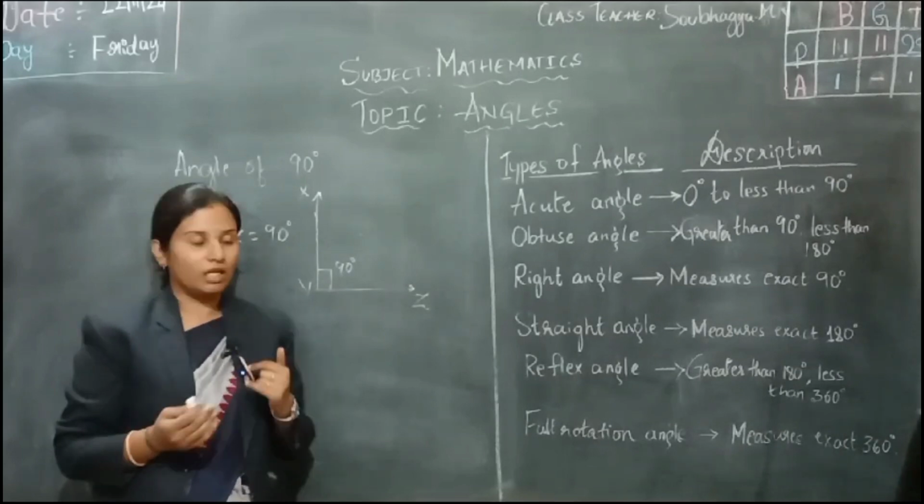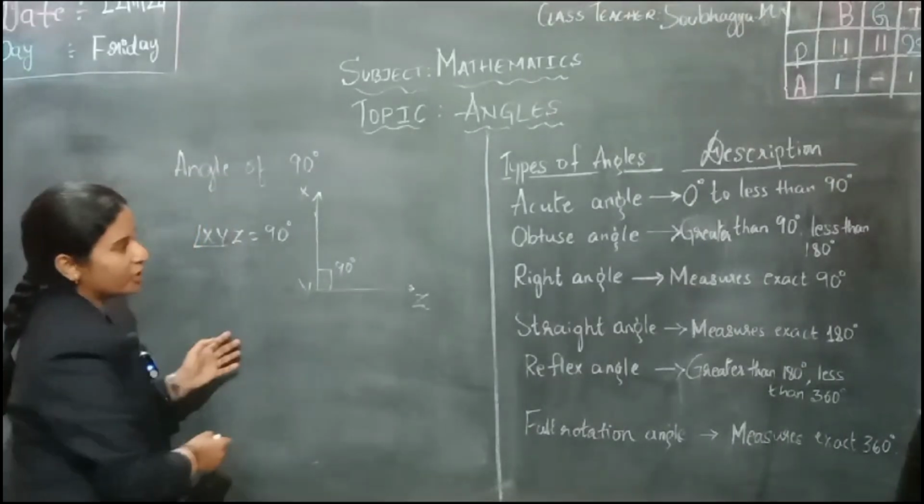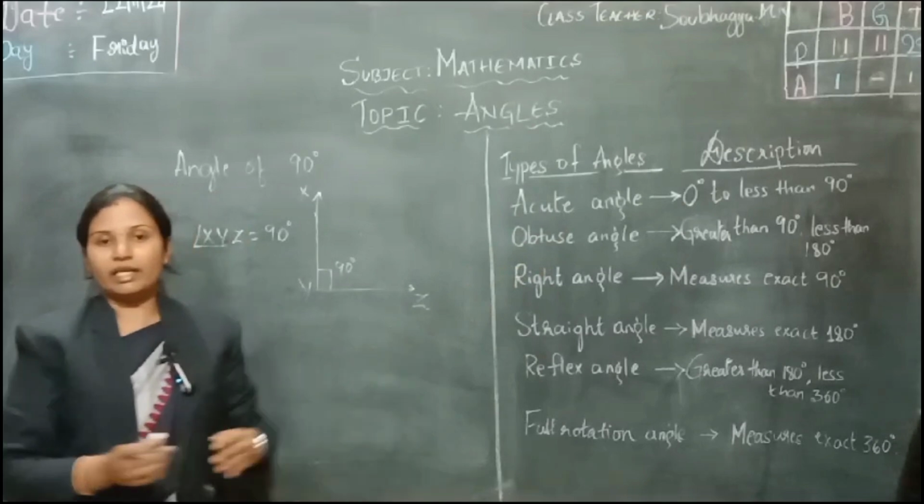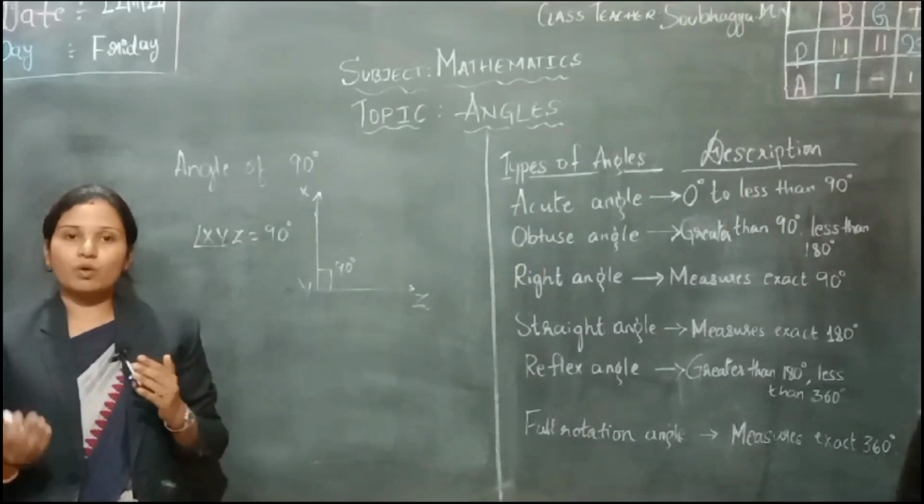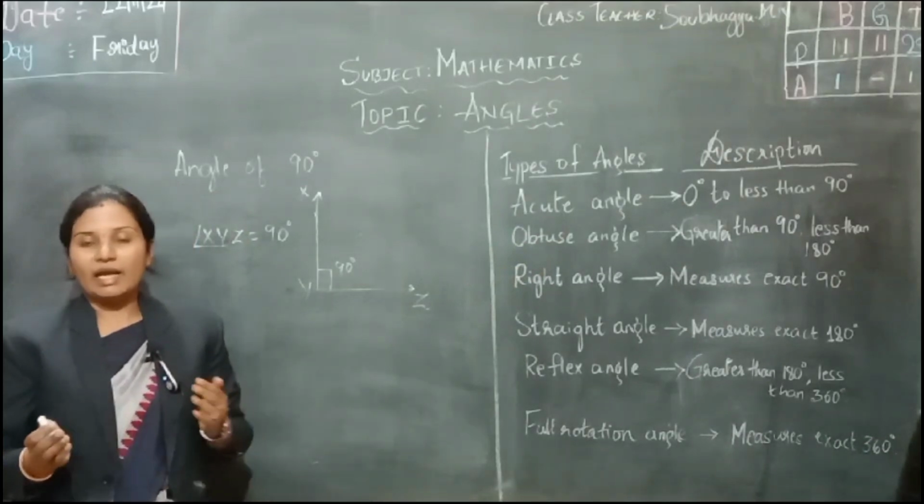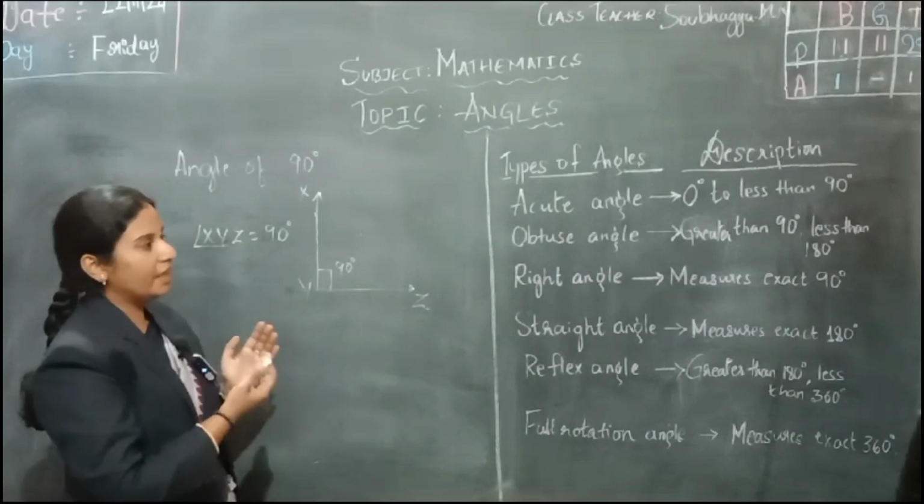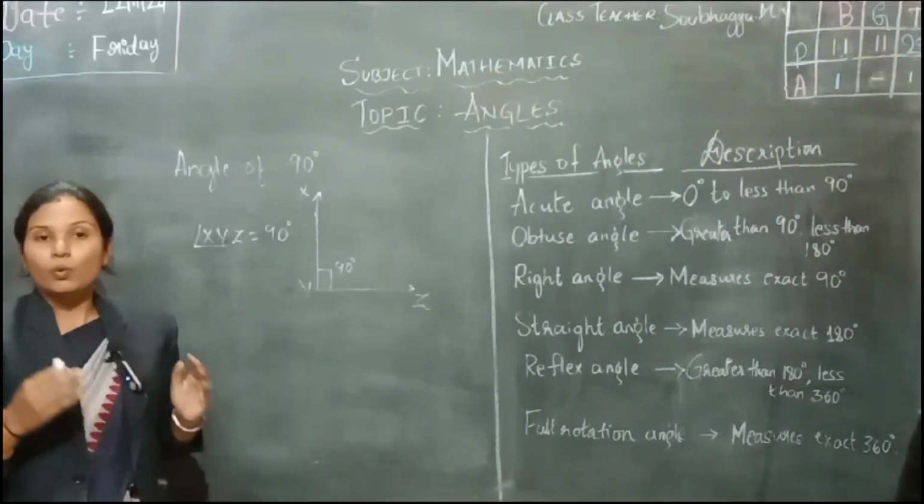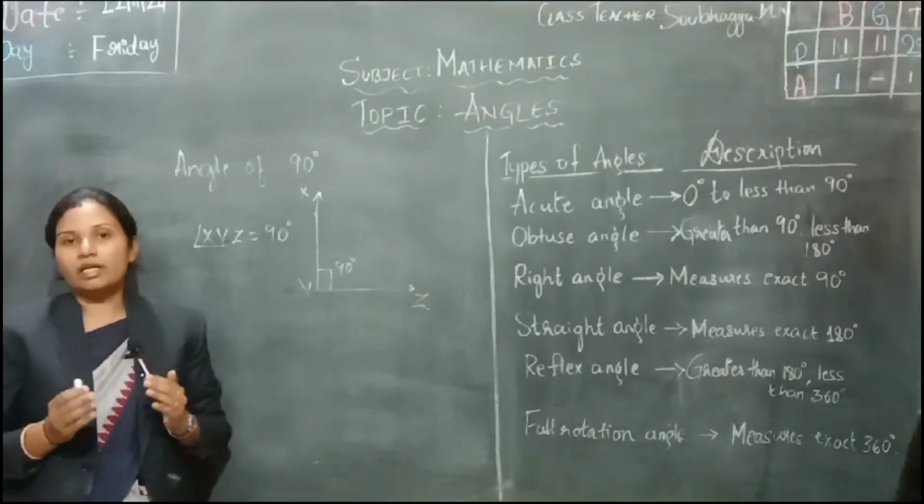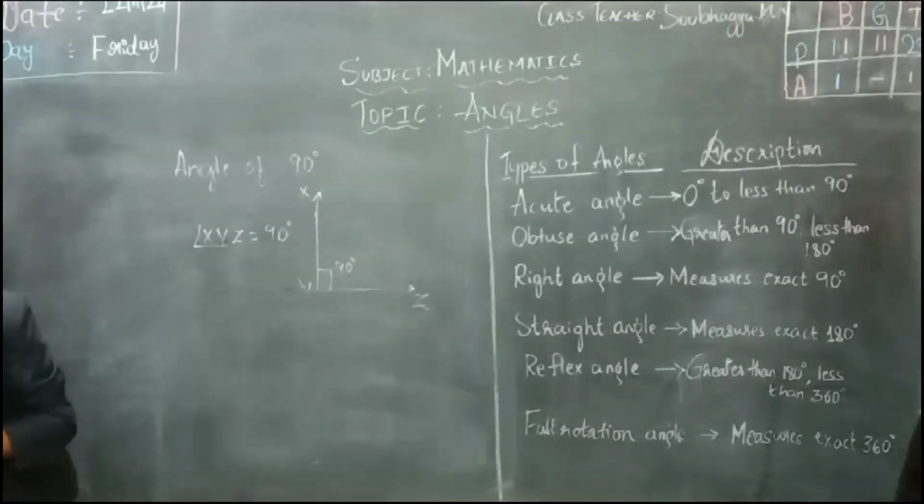If we get an angle which measures greater than 90 degree and less than 180 degree, for example 120 degree, 130 degree, any angle which is greater than 90 degree and less than 180 degree, in which category does it come? It comes under obtuse angle.